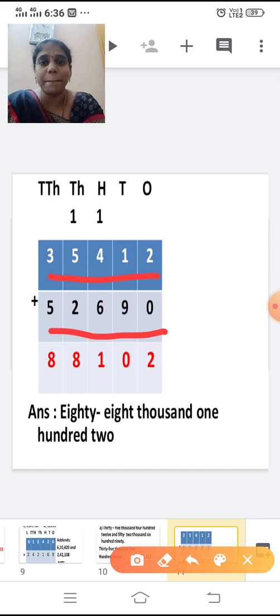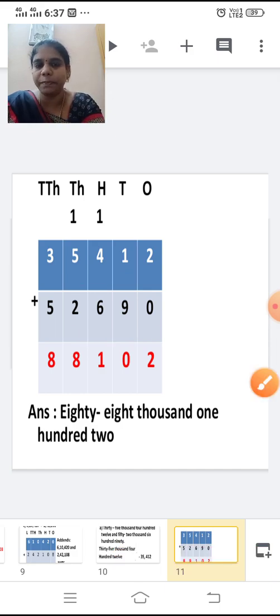First write the numbers in their exact places. First number 35,412. So I am writing 2 in the ones place, 1 in the tens place, 4 in the hundreds place, 5 in the thousands place and 3 in the 10,000 place. Now second number, 52690. 0 in the ones place, 9 in the tens place, 6 in the hundreds place, 2 in the thousands place and 5 in the 10,000 place. Shall we add this now?